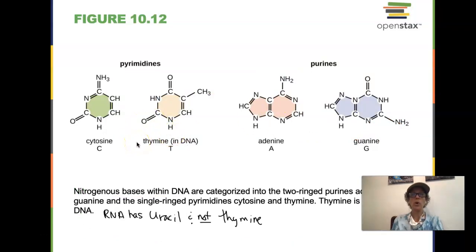There are 4 different nitrogenous bases in DNA, and there are also 4 in RNA. We're going to start with DNA, which has cytosine, adenine, guanine, and thymine. RNA has uracil, which we will see when we get to RNA structure. You do not have to memorize the structure of these. The ones with a single ring are called pyrimidines, and the ones with double rings are called purines.